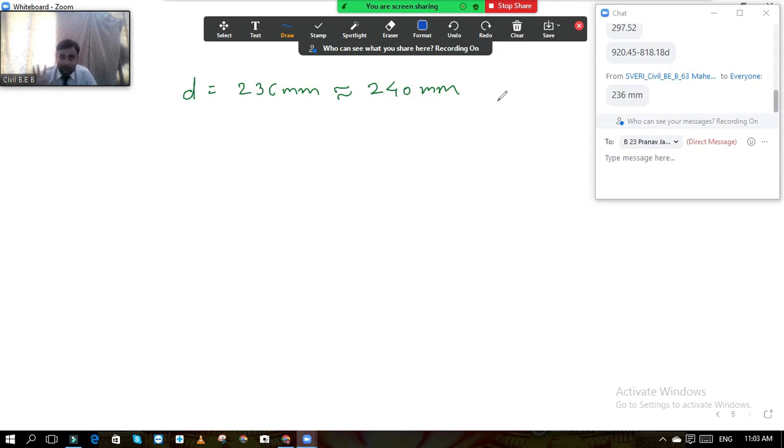In two-way shear it will fail at that depth. But if you provide the depth as 460 mm, then it is safe in two-way shear as well as in one-way shear, because for one-way shear the requirement is 240 and we are providing 460.